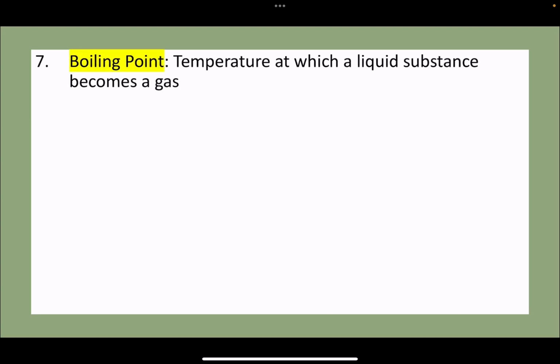Let's take a deeper look at boiling point. The boiling point of a substance is, as we most likely know, the temperature at which a liquid substance becomes a gas. The premier example of this is steam. When water reaches a certain temperature, it stops being a liquid and becomes a gas. It goes from being one state of matter to another.